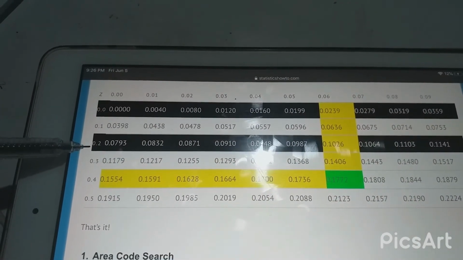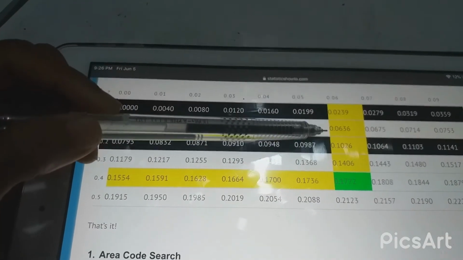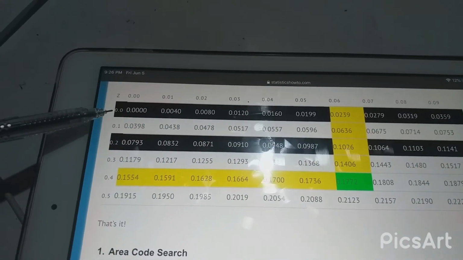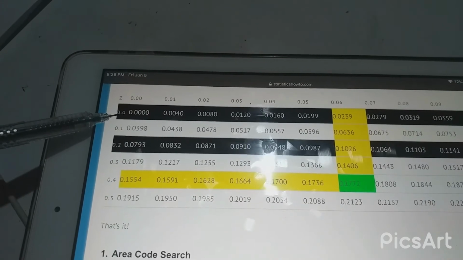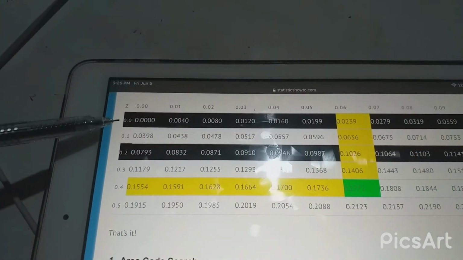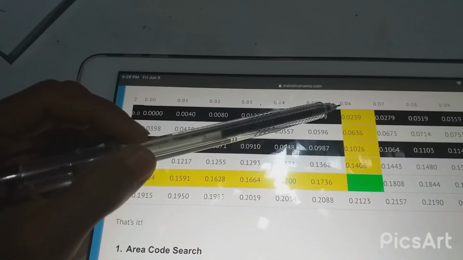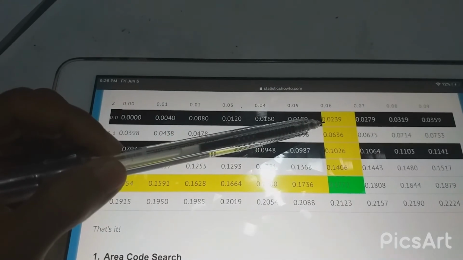For 0.2 and 0.06, the intersection is 0.1026. For 0.0 and 0.06, the intersection is 0.0239.